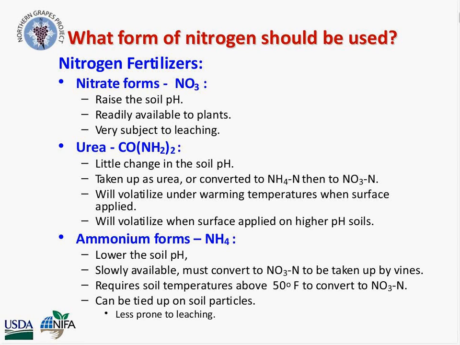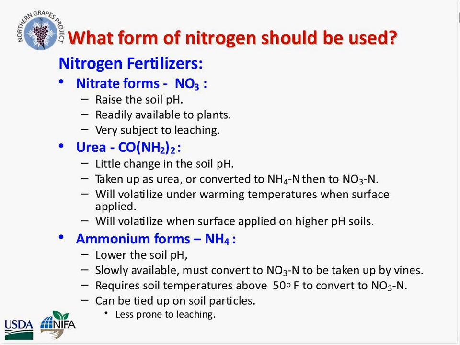Ammonium forms will lower the soil pH. They're slowly available. They must be converted to nitrate nitrogen to be taken up by the vines, and that process requires soil temperatures above 50 degrees Fahrenheit. Can be tied up on particles, and with that, ammonium forms are less prone to leaching.